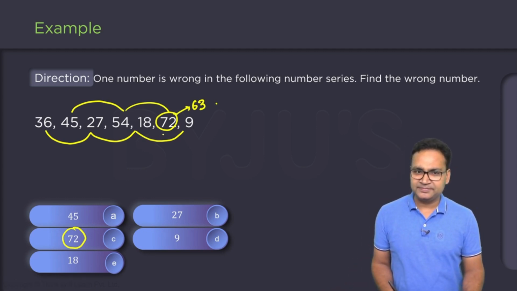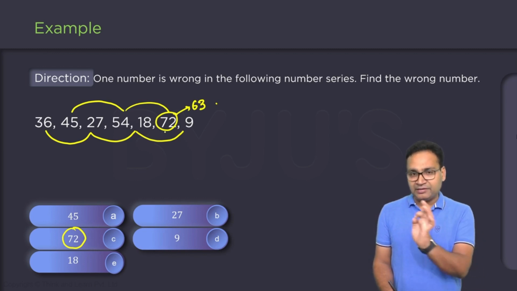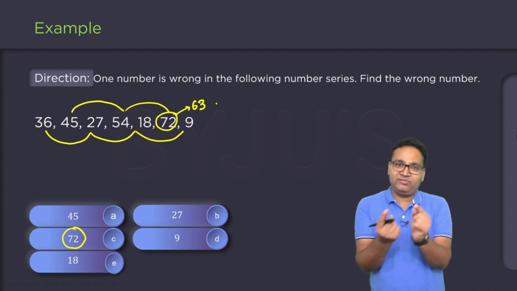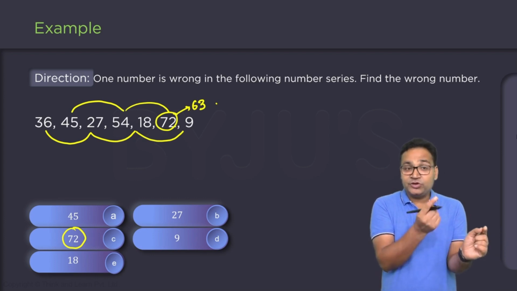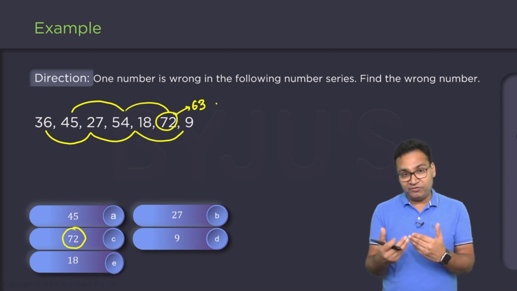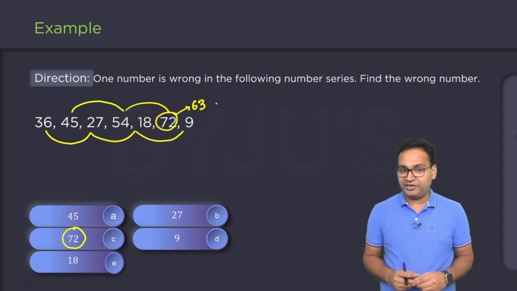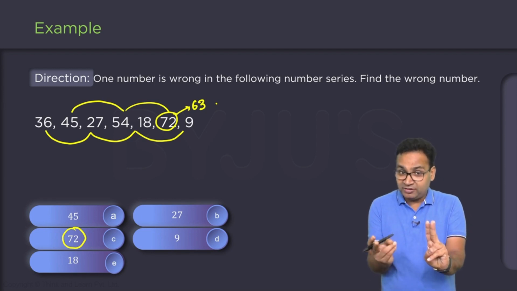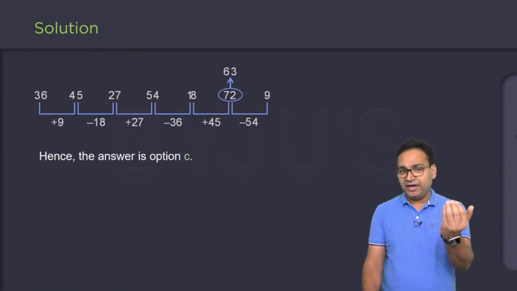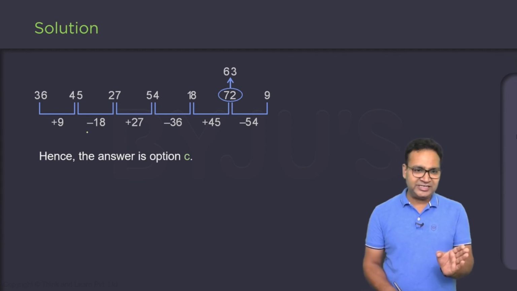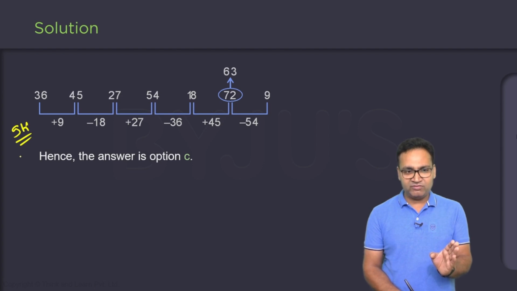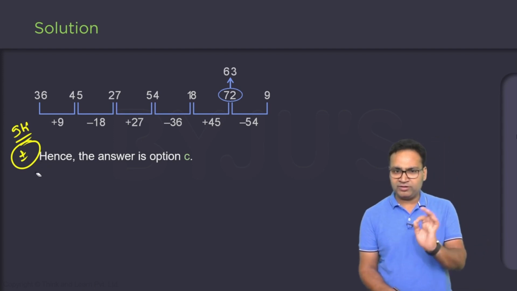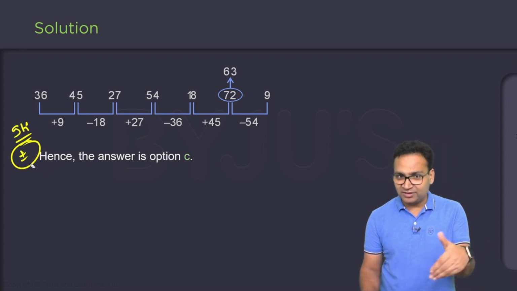Is this clear, guys? But my recommendation is instead of directly jumping into the alternate trend, especially while dealing with wrong number series, first of all think about differences, multiplication trend, special number trend. So I have done this number series in two different ways. I did it by alternate trend and I also did it by difference trend. The differences are multiples of 9 with an alternating sign. So yes, we can do the wrong number series. One example. Let's look at another example.